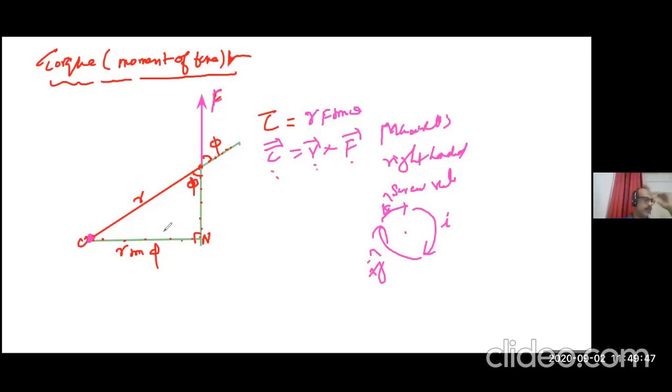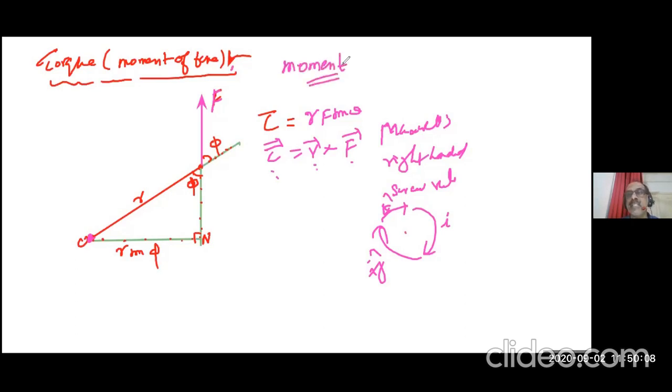Draw the diagram. Moment of force. Sir, moment or momentum? Moment of force we are doing now. Have you finished moment of force here? Did I teach you moment of force? No, sir. Is it momentum or moment? Moment. Oh, moment. Okay, moment.